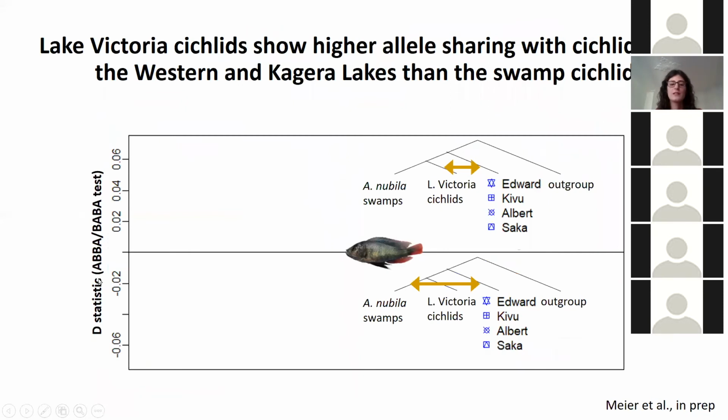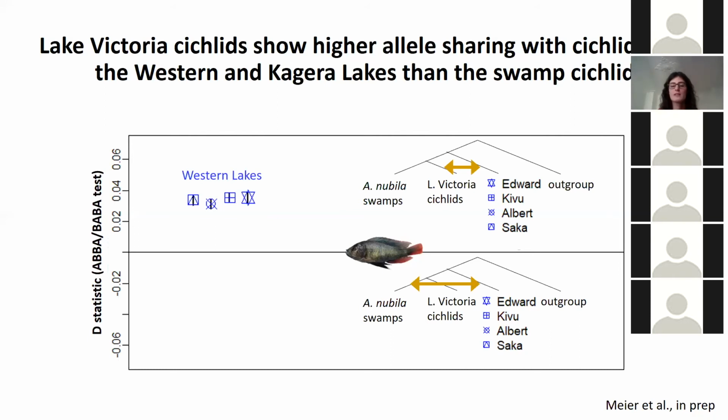For that, I used the t-statistic, also called the Baba test. One compares sites where Lake Victoria cichlids are more similar to either Lake Edward, Kivu, Albert, or Saka cichlids than swamp cichlids are to Edward, Kivu, Albert, and Saka. So a positive signal would mean that there was excess allele sharing, potentially additional hybridization between Victoria cichlids and any of these, whereas a negative signal would mean the swamp cichlids show excess allele sharing or potentially hybridization with any of these other cichlids.